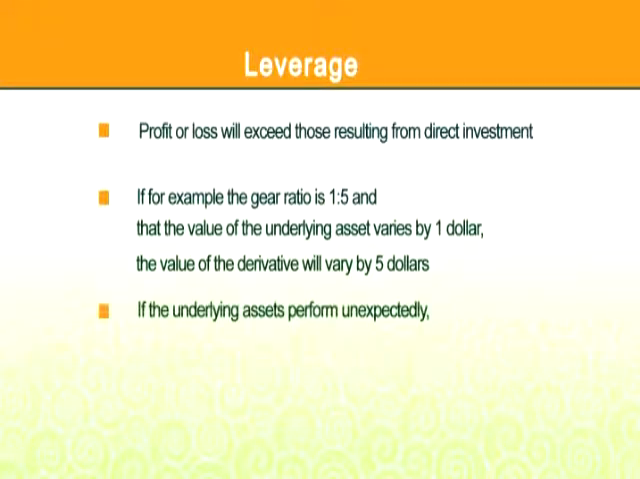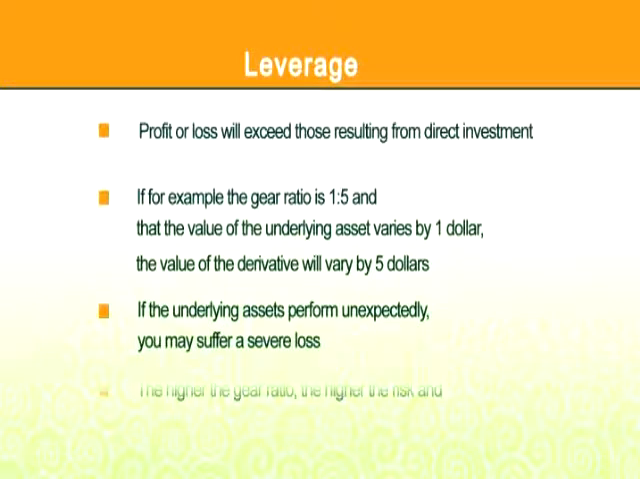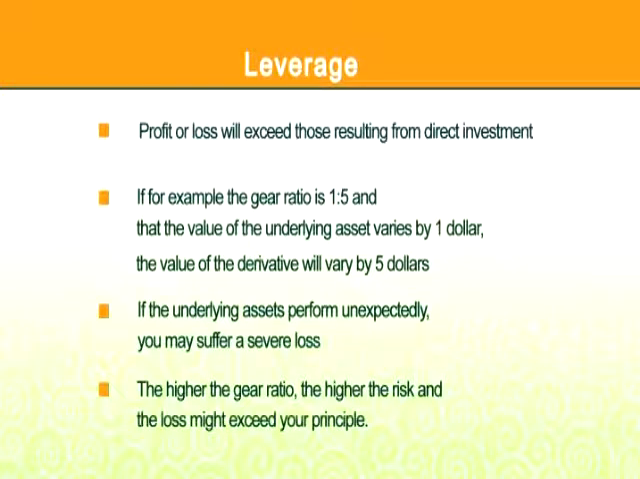If the underlying assets perform unexpectedly, you may suffer a severe loss. The higher the gear ratio, the higher the risk, and the loss might exceed your principal. References to your view on the underlying assets and your liquidity requirement should be made when deciding the method of settlement. You should also pay attention to the differences when investing in derivative products that are similar in nature.